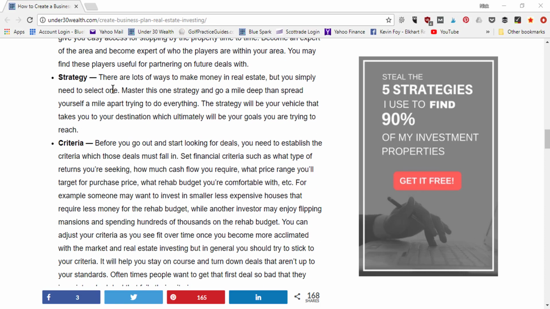Then you've got the strategy section. So there's lots of different ways you can make money in real estate. And it's best to start out just selecting one strategy, working hard, mastering that strategy before eventually moving into other strategies. So when I first got started, I tried wholesaling, and that ended up being a failure. So from there, I moved into rental properties, and then from there, I moved into flipping and rental properties.